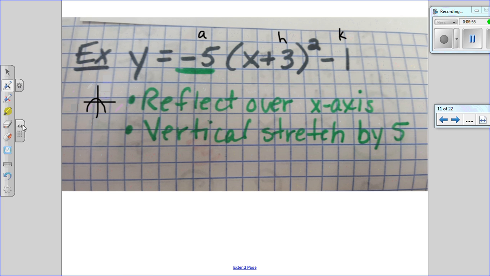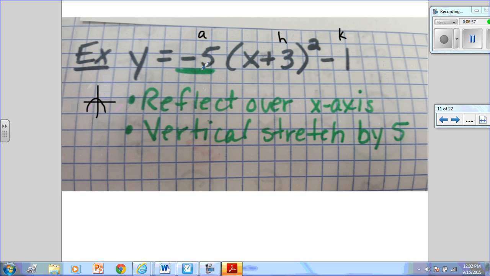Okay. Also, we have a 5. Since 5 is greater than 1, that means we're going to have a vertical stretch by 5. And again, this is in your little paper. Just look at A, and it says A greater than 1, vertical stretch. So we write vertical stretch by whatever number this is. Okay. We also labeled H and we labeled K. So in the next slide, I'm going to show you how to do that.